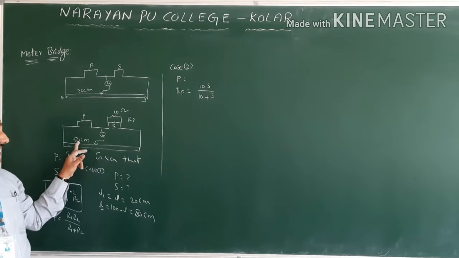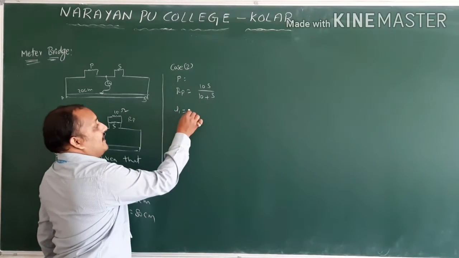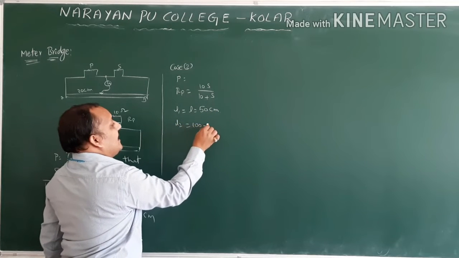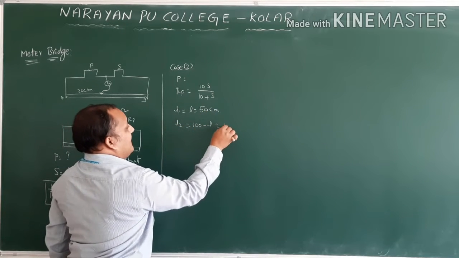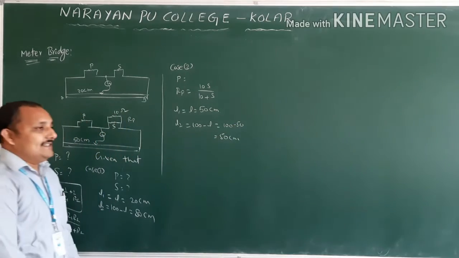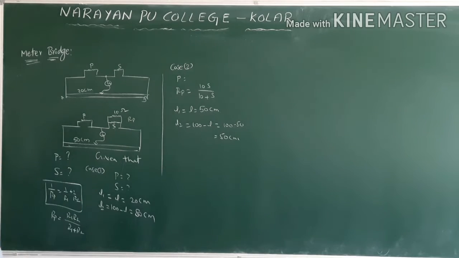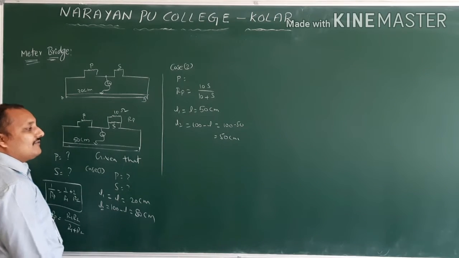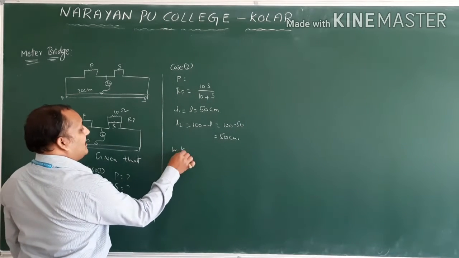Now what is the balancing length? L1 is equal to L is equal to 50 centimeters. Now L2 is equal to 100 minus L, that is 100 minus 50, how much? That is also 50 centimeters. This is the given data. After the given data, what do we have to find? We have to find P and S. Next you have to think about the formula. Only one formula, that we know.